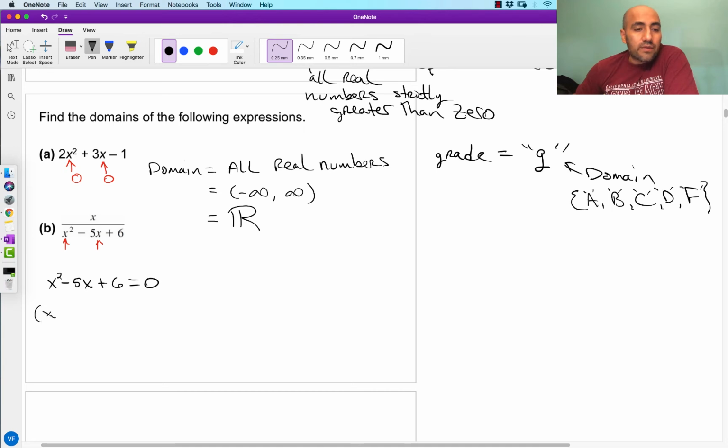I know that it's going to be something that fits this form. Blank times blank must be 6, and then blank plus blank equals -5, keeping in mind that these might be negatives. So a little bit of guessing and checking, right? We can try 1 and 6. They multiply to 6, but they add up to 7. So I know that's not the case.